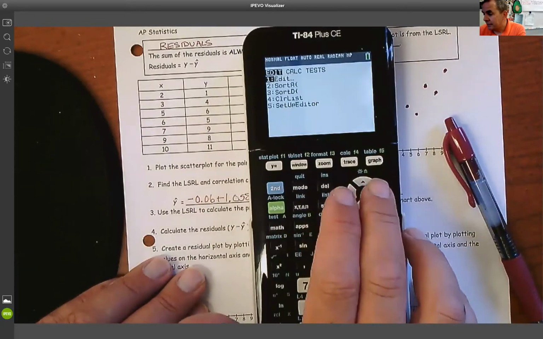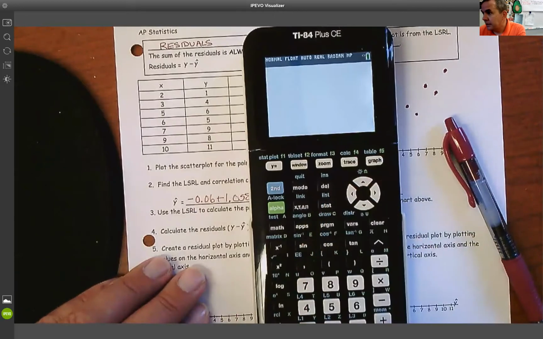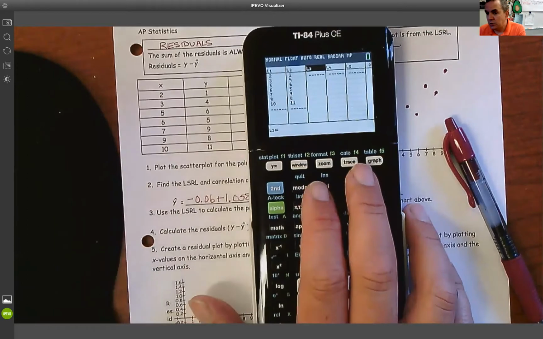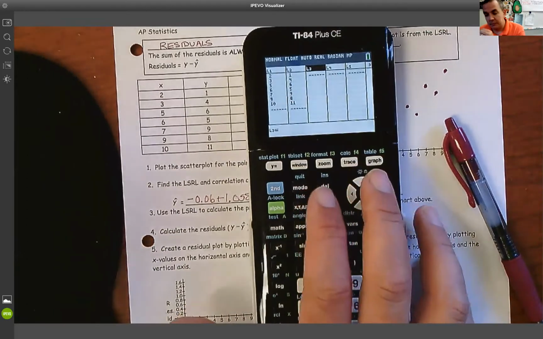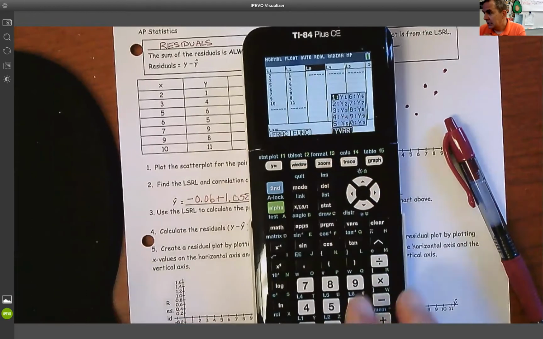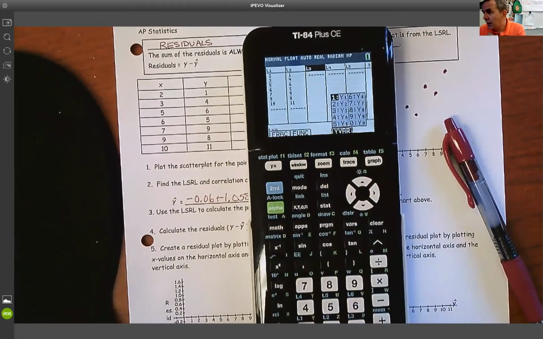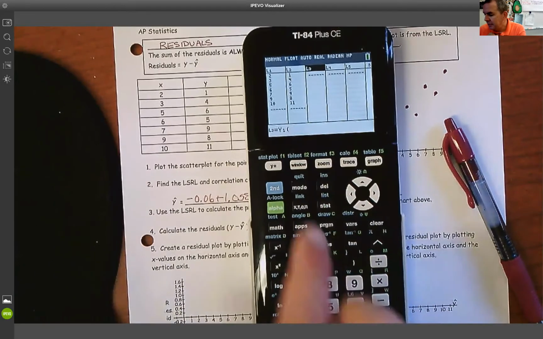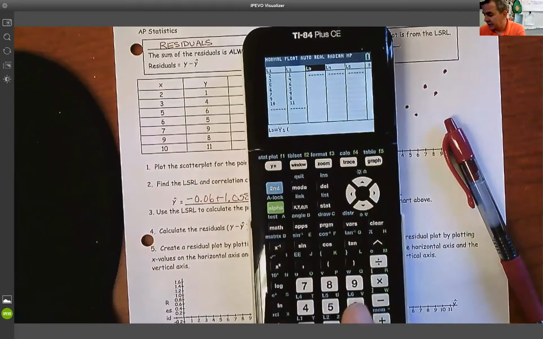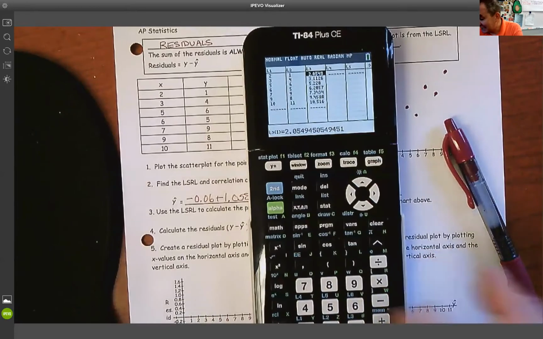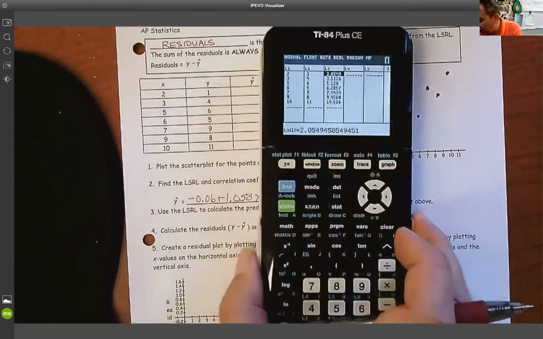We do stat, edit. For L3, I want to use the regression equation to make the prediction. So I'm going to do alpha, trace, and hit enter for Y1. I put in open parentheses, and basically I want to substitute all the X values in. So I'm going to do second 1. Those are all of my predictions, what I thought it should be.